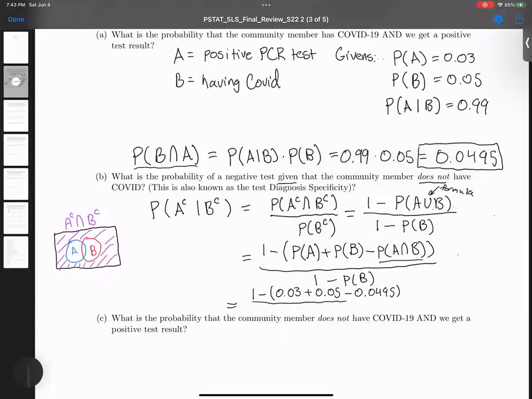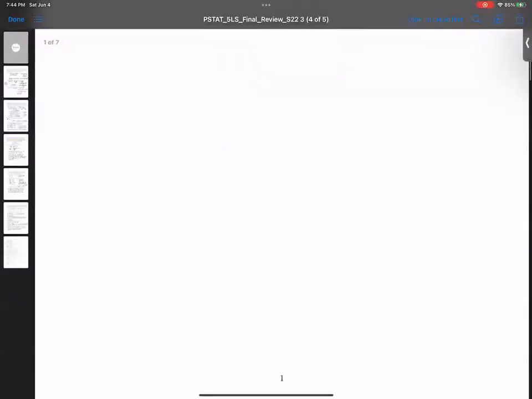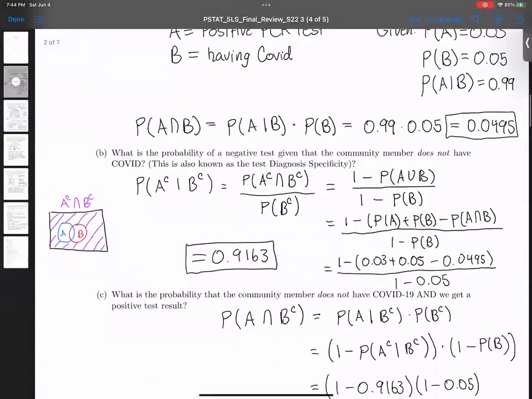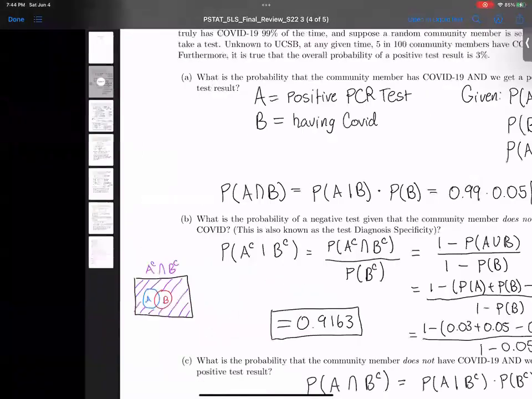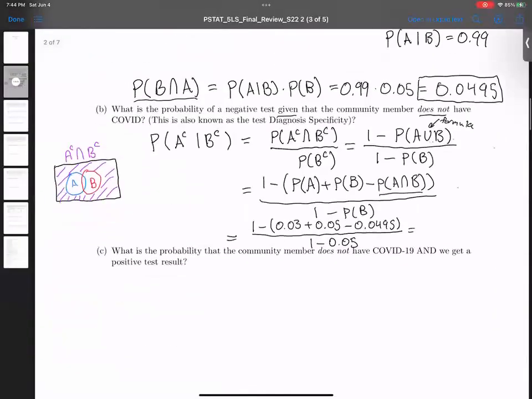And then this is all over the probability of B complement, which is 1 minus the probability of B, which is 1 minus 0.05. If we plug all of this into a calculator, I don't remember what it gives, but I worked out these solutions earlier, so let's take a look. We have 0.9163. So this is equal to 0.9163.